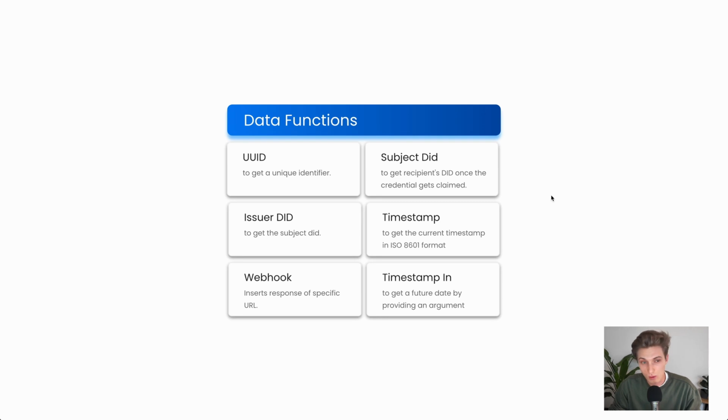We have UUID to create a unique identifier, the subject did, which gets the recipient's did. Then we have the issuer did to get the did of the issuer, a timestamp to get the current timestamp when the credential is claimed. Also here ensuring that it's really only valid from the time that it is claimed on. Then a webhook where we are super flexible because we can just provide any information at the time of claiming. So we could just insert the subject data at the moment the credential is claimed through a webhook.